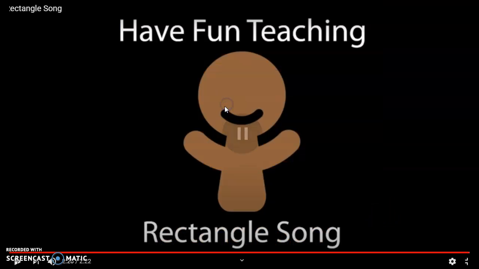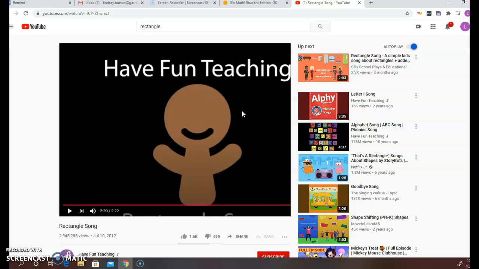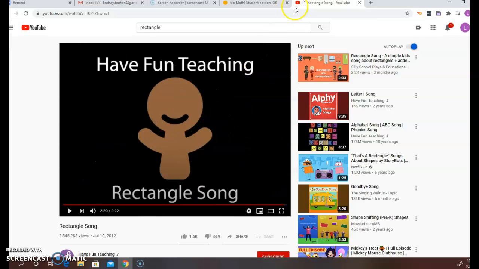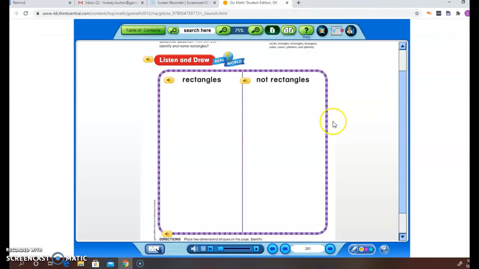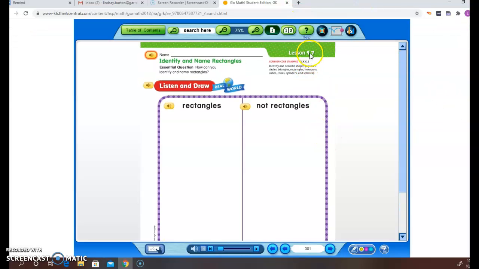All right, so that was all about a rectangle. So we're going to switch over to our math page for today. It looks like this. It's lesson 9.7, it says at the top. So I'll give you just a minute to find that page, get your name on the top, and then we'll kind of work through it together.